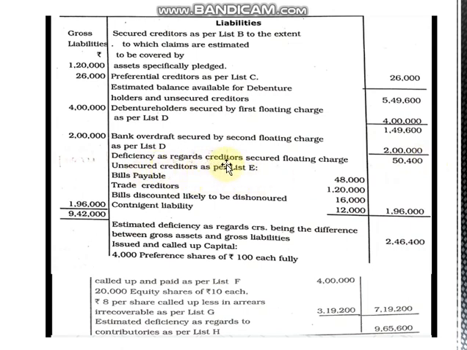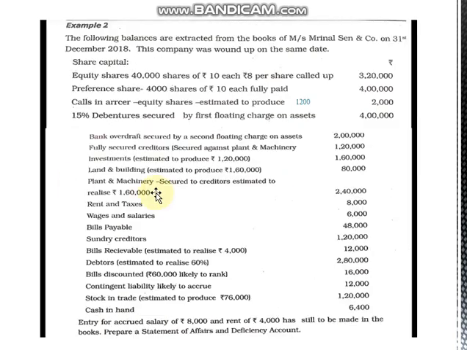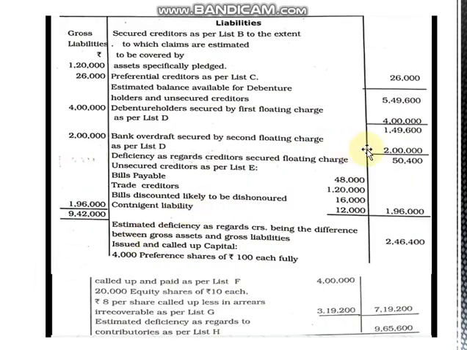Unsecured creditors as per list E, bills payable, trade creditors, bills discounted, likely to be dishonored, contingent liability 12,000. These amounts can be found here in your question. Then you will get the total of 1,96,000, and you need to write it here also, and you need to total these columns, and you will get 9,42,000 rupees.